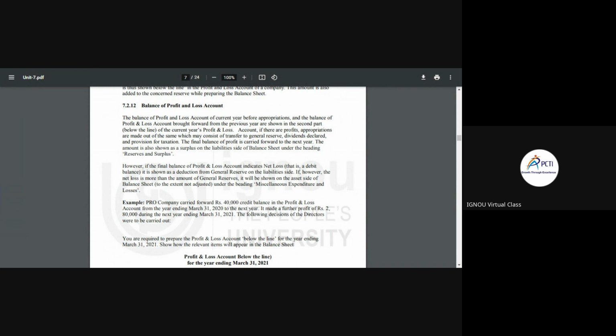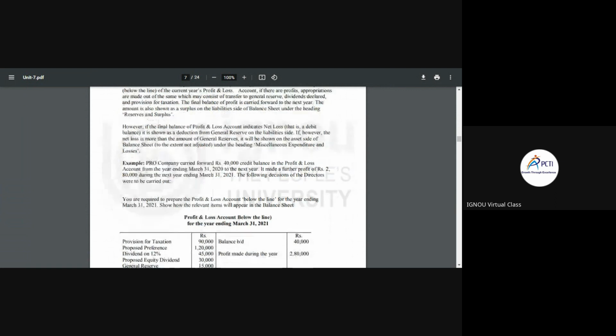So the final balance of P&L account, if it indicates a net loss, will be a debit balance, shown as a deduction from general reserve on the liability side. And if the net loss is more than the amount of general reserve, it will be shown on the asset side of the balance sheet, to the extent that it will not be adjusted, under the heading of miscellaneous expenditure and losses.